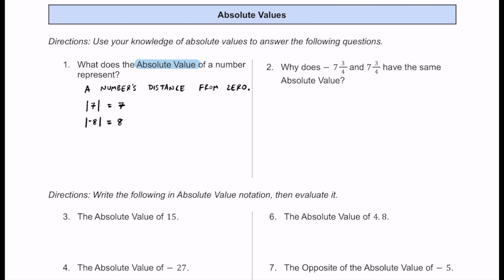While the absolute value of positive numbers and negative numbers are always positive, there's one number where it's not, and that's going to be 0. The absolute value of 0 is equal to 0 because it's 0 units away from itself.